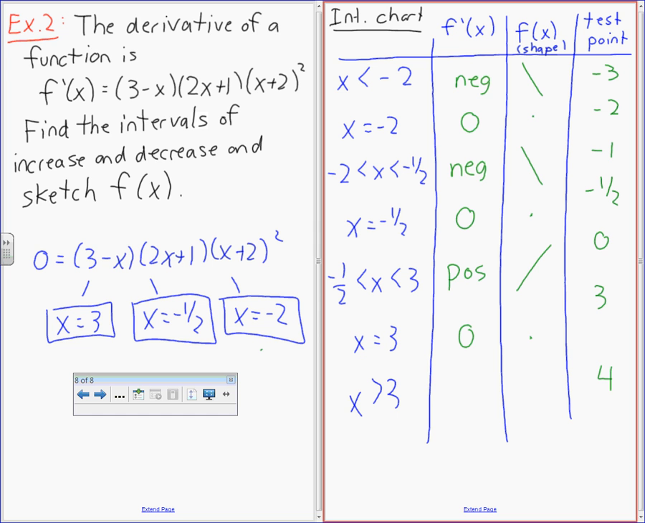And for x greater than 3, I'll pick 4. 3 minus 4 is a negative. 6 plus 1 is a positive. So it's negative, positive, positive, and positive, which makes this negative... So the signs are positive, negative, positive, and positive, so this is going to be negative.